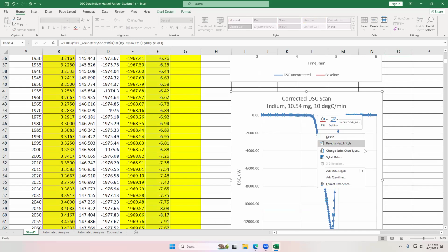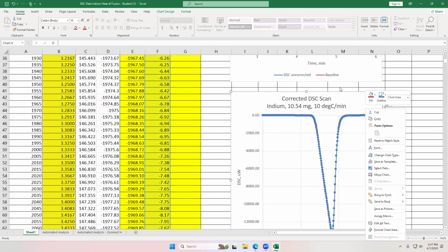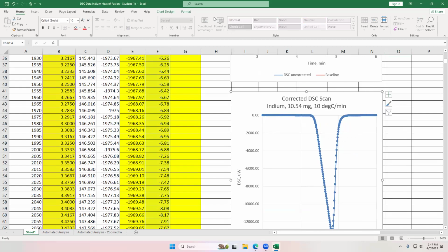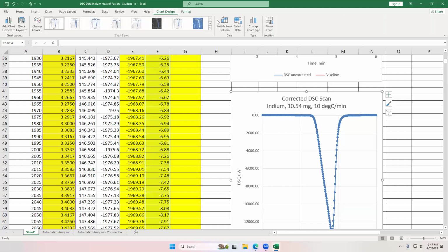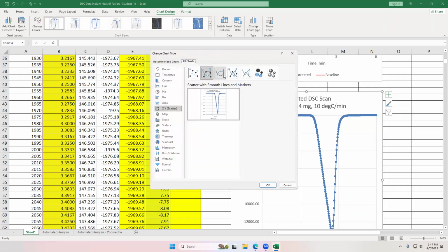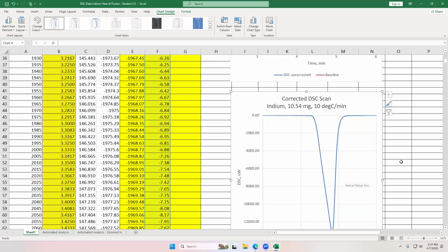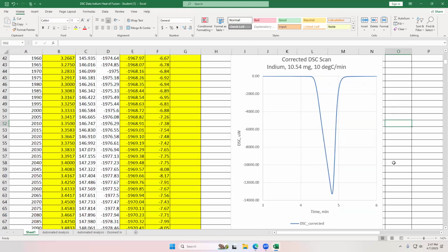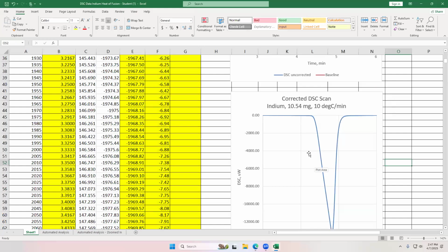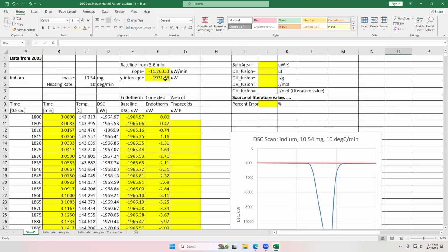Let's change our chart type for the corrected DSC scan to smooth lines, right there. Is that one data series so far? Yeah. What was the formula for the y-intercept? The y-intercept is just y1 minus mx1.